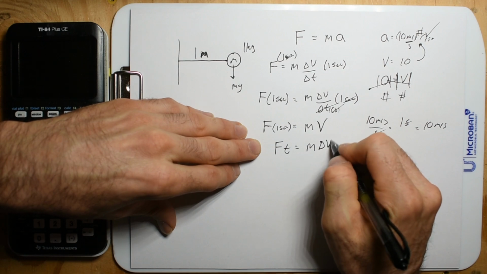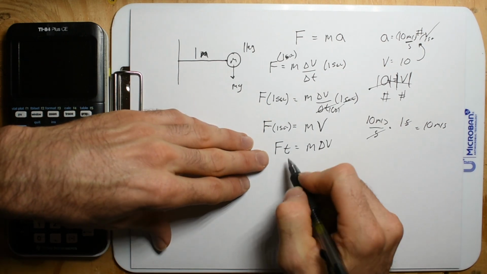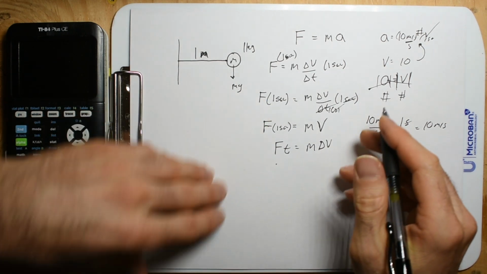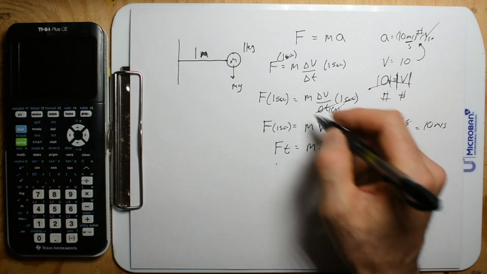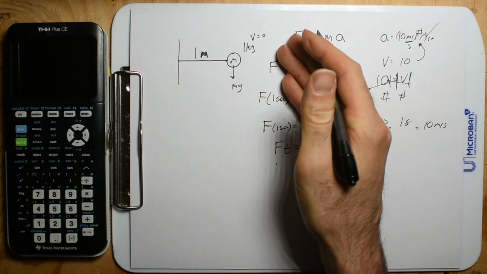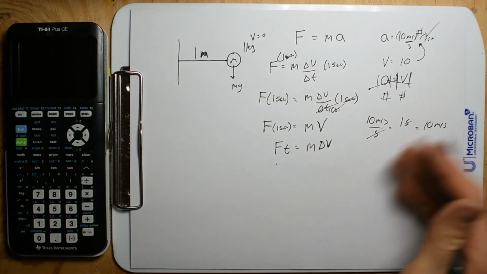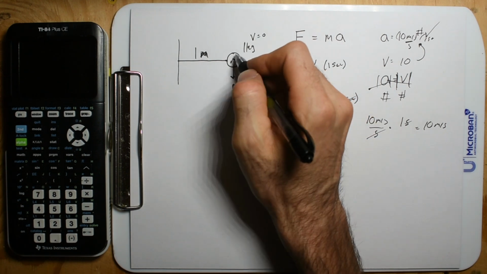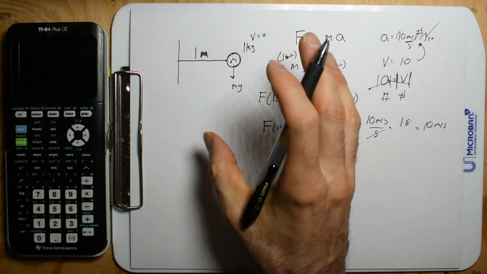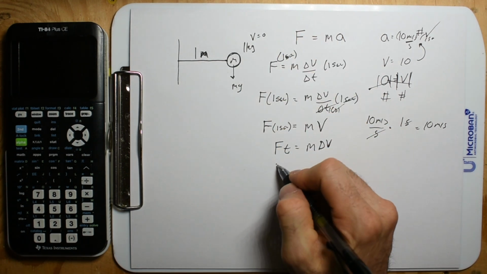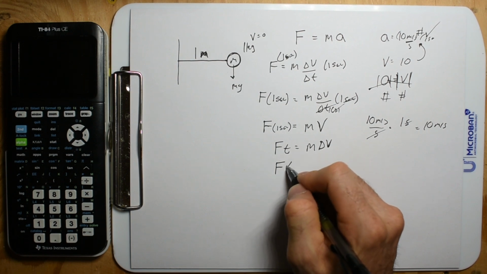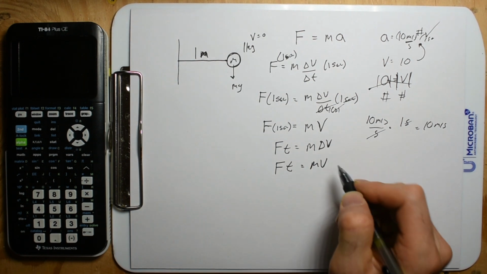And now this would be change in velocity, but if we're only running it for 1 second, I guess if our initial velocity is 0, we can run this for as many seconds as we want. But a lot of problems start at rest, you know what I mean? And then I can just say, hey, force times time is equal to mass times velocity.